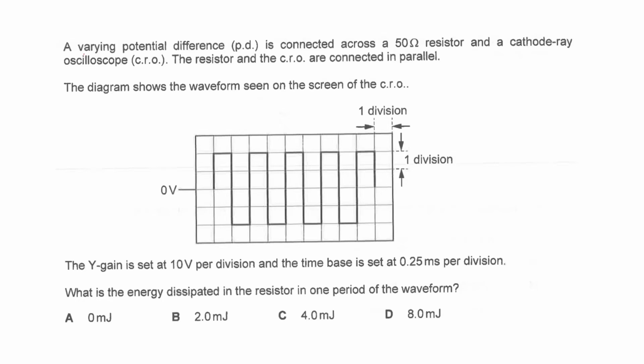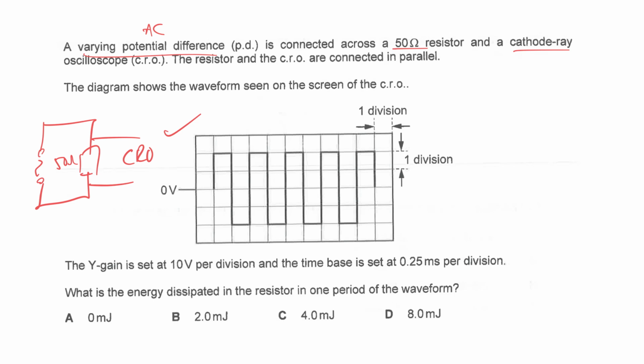In this question, you're given a varying potential difference supply. That means it's an AC supply connected to a 50 ohm resistor and also connected to a CRO across the resistor. That means this is an AC supply connected to the 50 ohm resistor, and this is connected to a CRO. That's why you're able to get this display on the screen and to provide this kind of waveform.